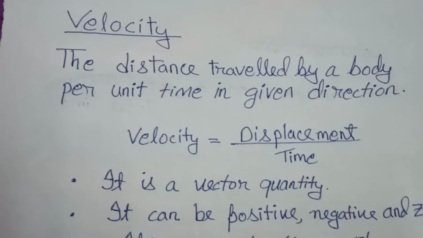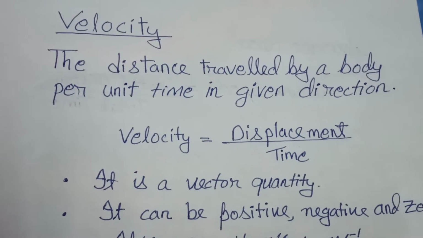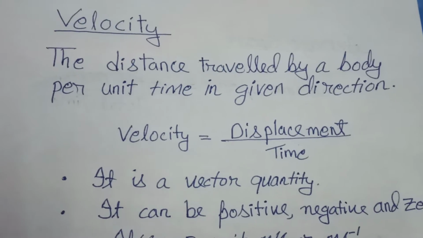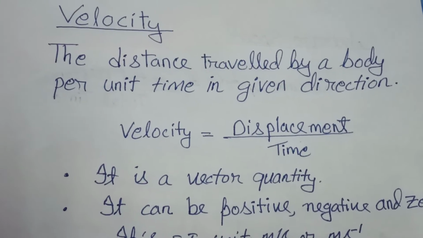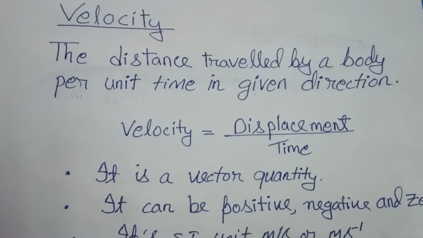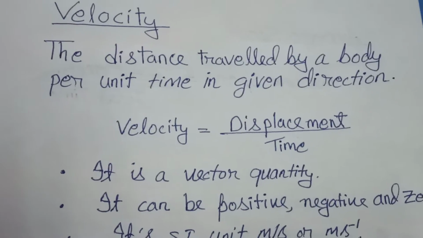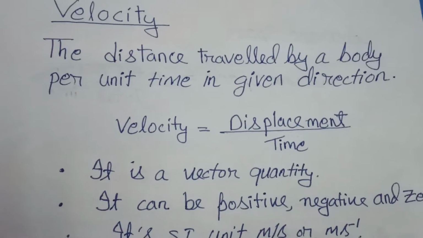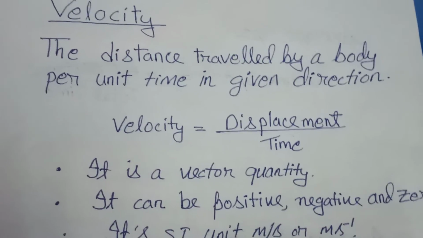Now let us look at the mathematical formula of velocity. Here the mathematical formula is velocity equals displacement by time. Velocity equals displacement by time. I have earlier discussed displacement. If you have not watched, then please go and watch lecture 2, distance versus displacement. From there you can understand what displacement actually means.